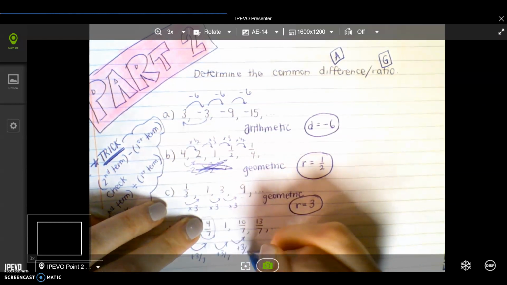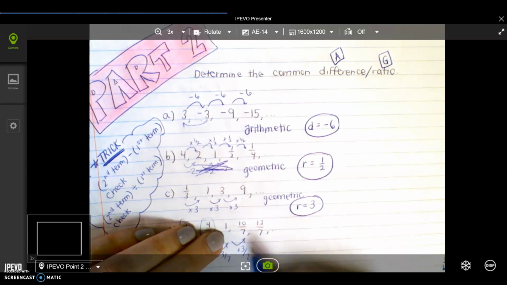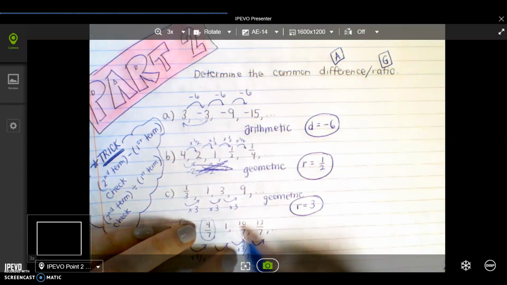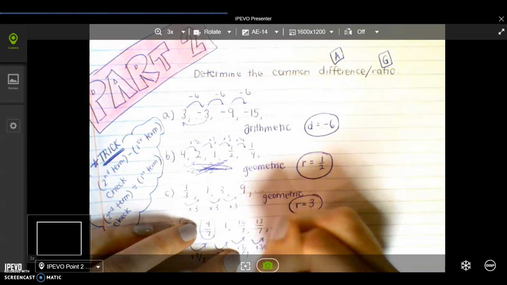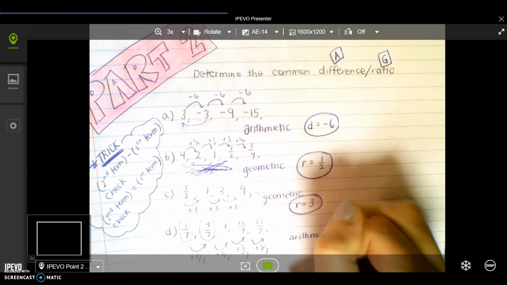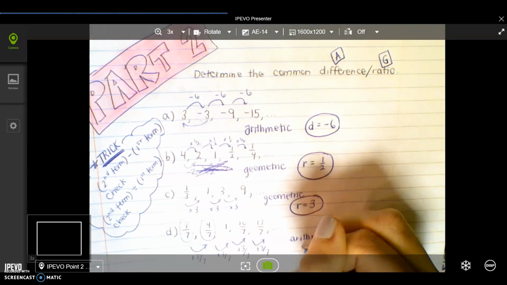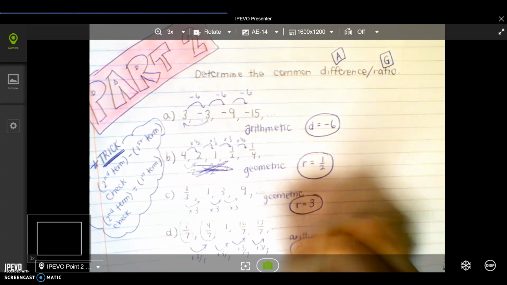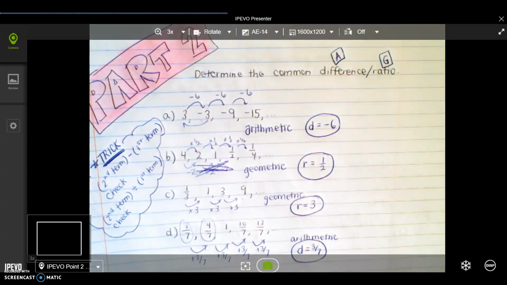7/7 plus 3 more 7ths: 7, 8, 9, 10/7. 10 sevenths plus 3 more sevenths is 13 sevenths. Yay! It's arithmetic because of the adding pattern. D equals 3 sevenths. And that's part 2.